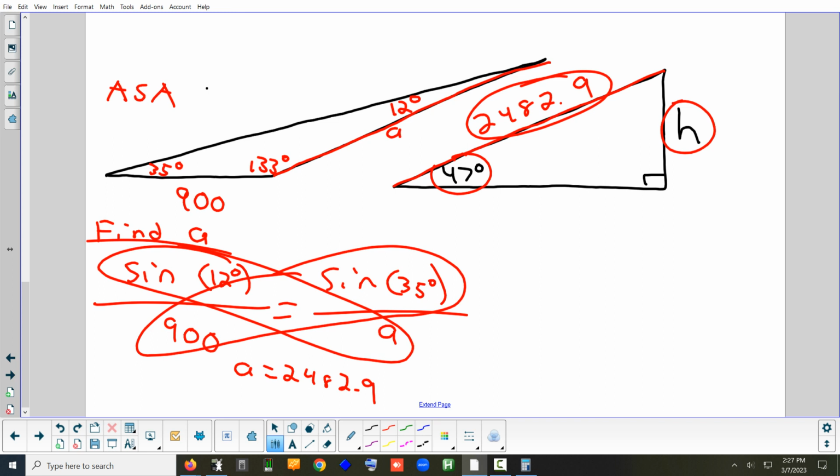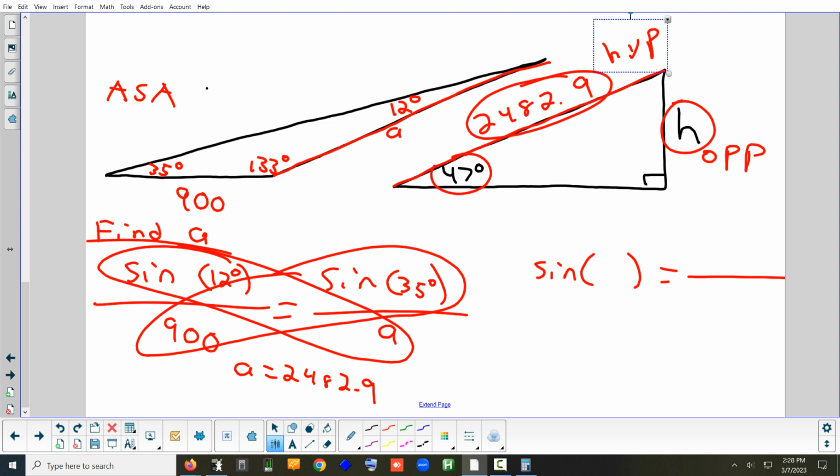What position is side H relative to 47? Opposite. What position is the 2482? Hypotenuse. So this isn't law of sines at all now. We don't need it. What trig function, sine, cosine, or tangent, has opposite and hypotenuse in it? Sine. Just a coincidence we're doing law of sines and it ended up being sine. It could have ended up being tangent, but it didn't. Okay, so sine of my angle equals opposite over hypotenuse.